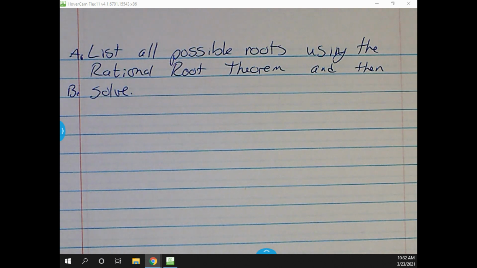Now, again, sometimes they won't ask for this one. Sometimes they'll just give you an expression and just say solve it. But even then, if it just says to solve it, you still have to do both parts on this one.